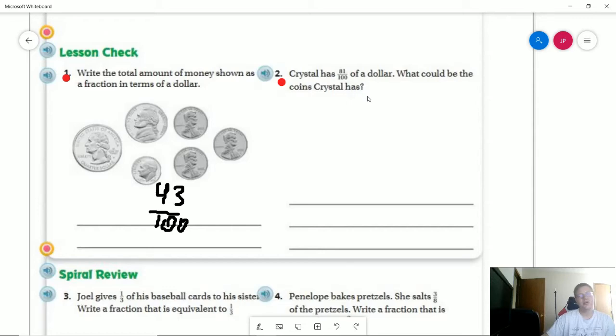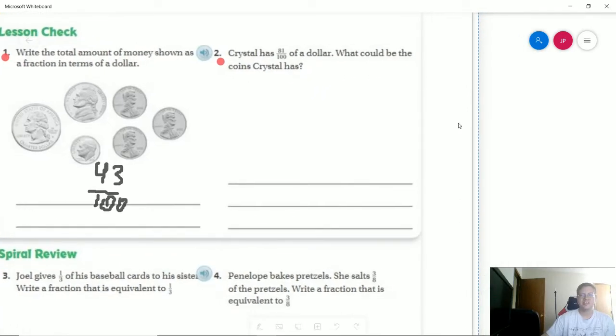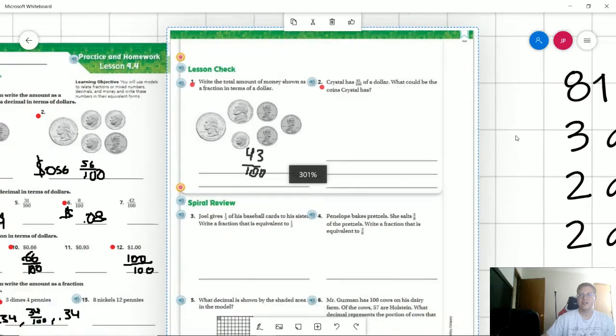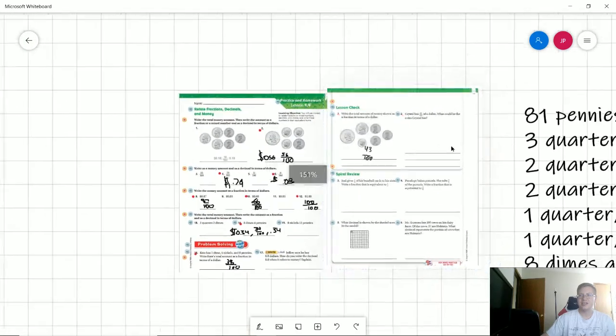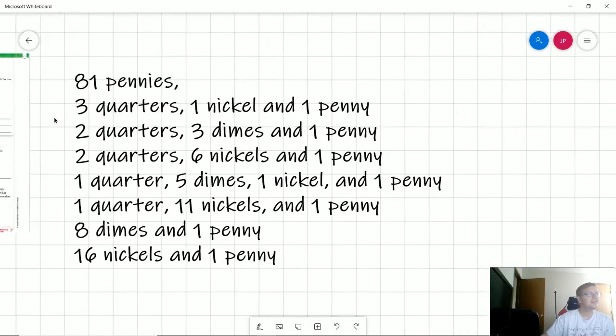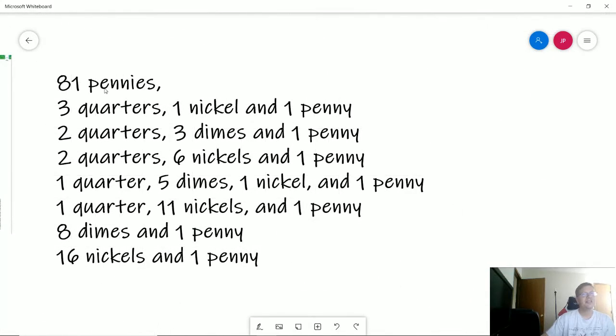What could be the coins? This is not the exhaustive list, but it's pretty close. So I'm going to zoom this out a little bit and scroll over so that you can see. So the easiest way to do it is to actually make 81 pennies, and then we can do combinations of quarters, nickels, and pennies, so you can kind of pause the video and take a look at all of these.